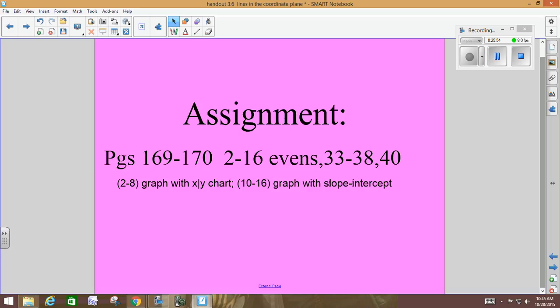Your homework assignment. Page 169, 2 through 16 evens, 33 through 38, and number 40. Please make note of the directions underneath of the assignment up here and write them down. It says for 2 through 8, that's 2, 4, 6, and 8, you need to graph using an XY chart. For 10, 12, 14, and 16, you use slope-intercept form. The book does not say that, so you need to make sure you write that down.